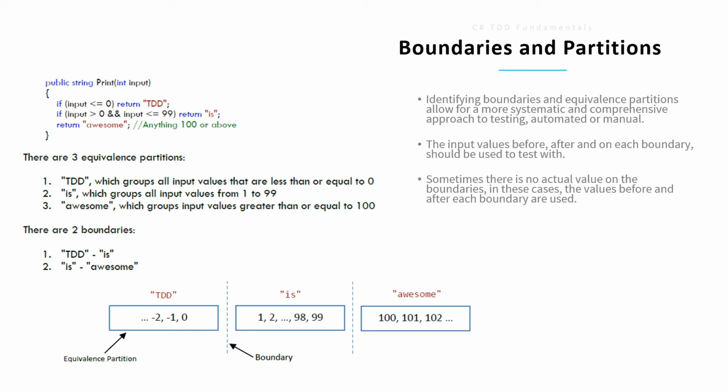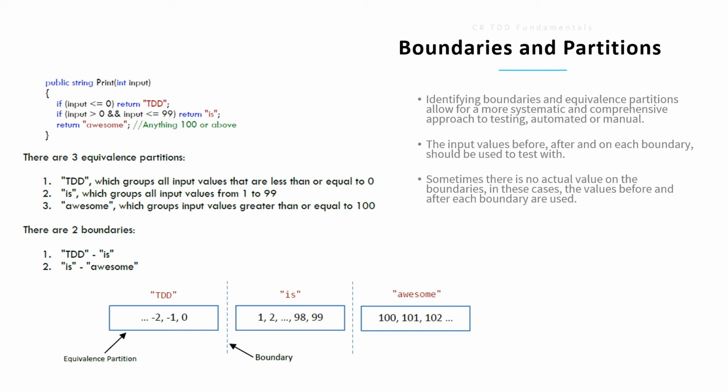It's a way of ensuring that we've exercised the behavior of the system, and we can, from a reasonable standpoint as a professional, ensure that it does what it's supposed to. Like I said, we've got the three equivalence partitions: TDD, is, and awesome. If we break that down at the bottom here, we see the equivalence partition and the value. If I give it -1 or -100 or -1,000,000, it's always going to give me TDD.